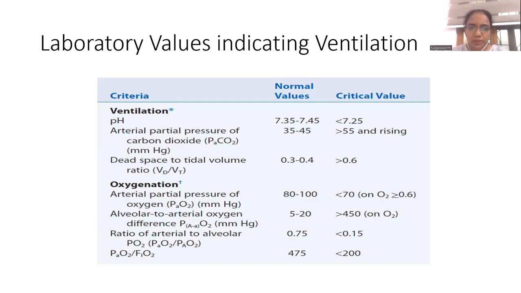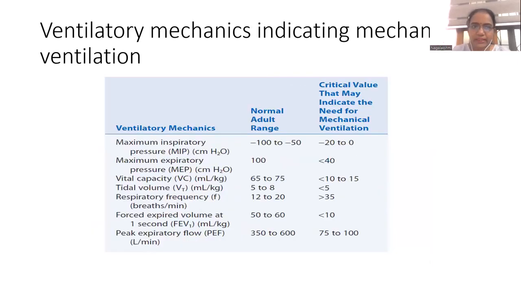Now coming on to the oxygen part, if the PaO2 is less than 70 against a normal value of 80 to 100, or if the alveolar oxygen gradient is more than 450 with oxygen, or if the PF ratio is less than 200, we understand the oxygenation part of respiration is severely compromised, and then the patient might require ventilation.